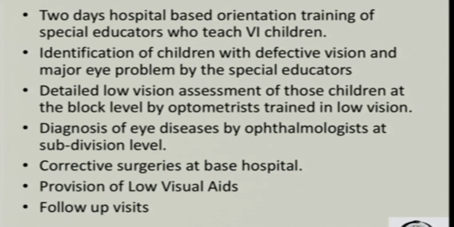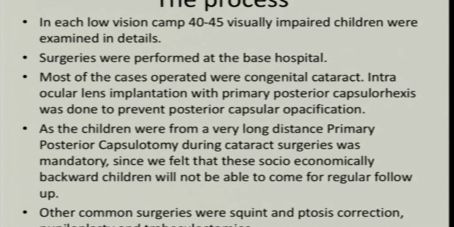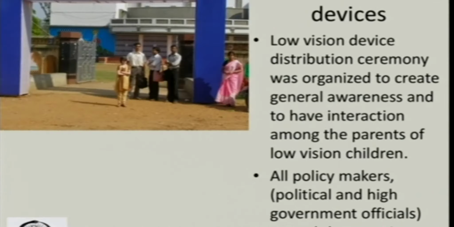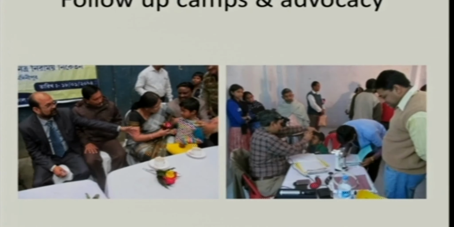Then they screened again. Then ophthalmologists saw the children, and the children who needed surgery were brought to the hospital. And for all the children who needed low vision devices, we make a packet for each child, and give it to them at the district level. And do the follow-up. And follow-up mostly we do through those teachers. And teachers are regularly connected with the parents.